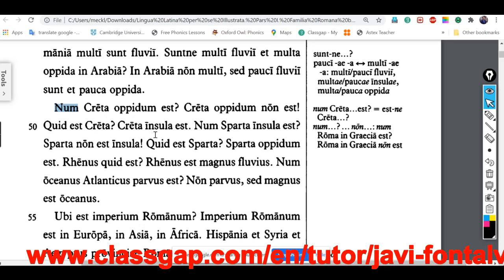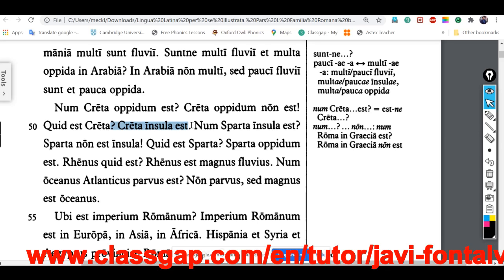Numquid Creta oppidum est? Is Crete a city? So, Creta is Crete. Is Crete a city? Creta oppidum non est. Crete is not a city. Quid est Creta? What is Crete? Creta insula est. Crete is an island.